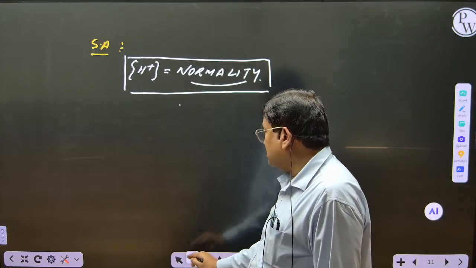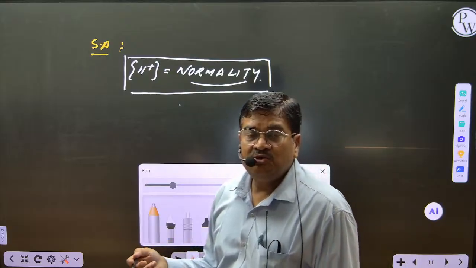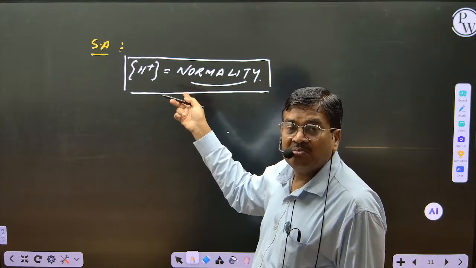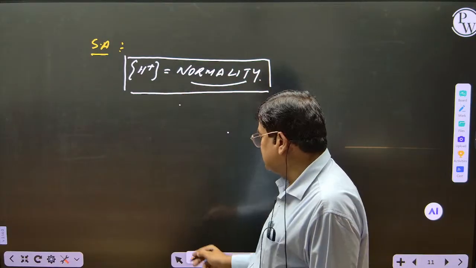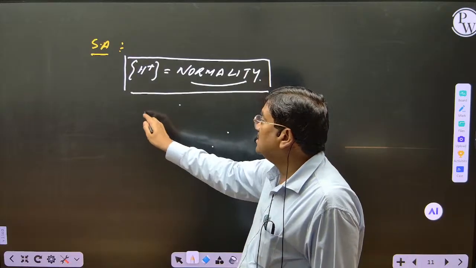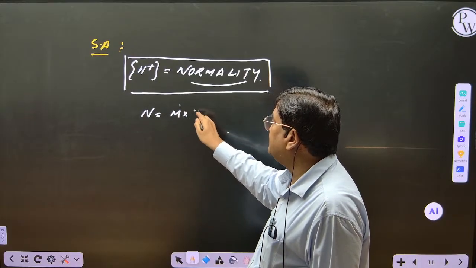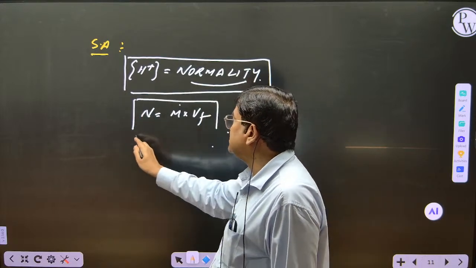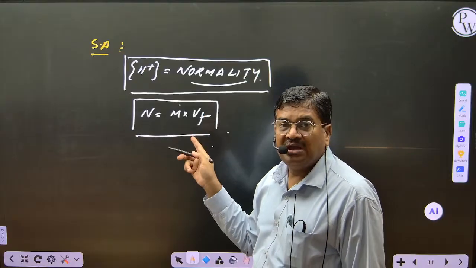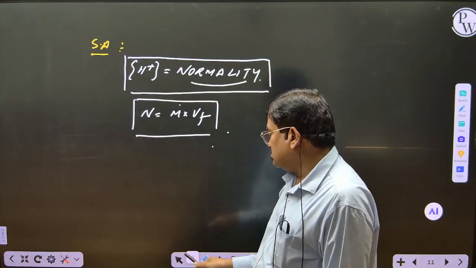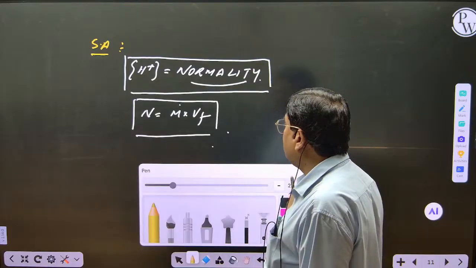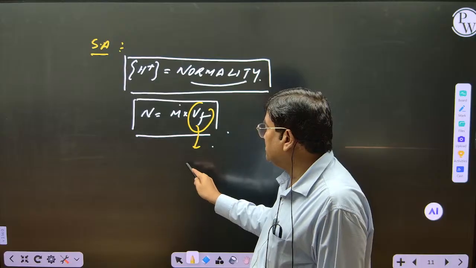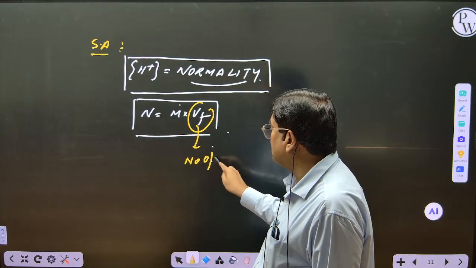Now there is a relation between normality and molarity. Molarity you learned last class. Sometimes in the problem they don't give normality, they give molarity. Then the relation is normality is equal to molarity into valency factor. When we apply this relation in the question, students will get doubts: sir, what is this N factor? N factor or valency factor is the number of replaceable H plus ions.